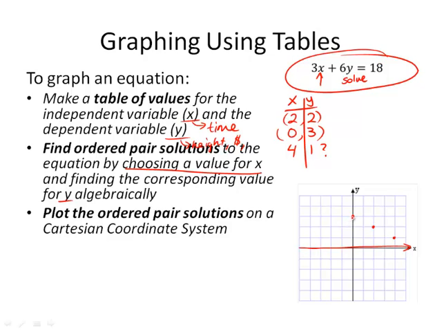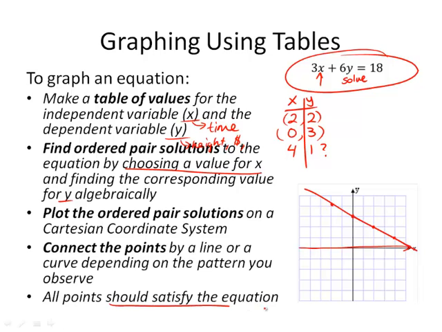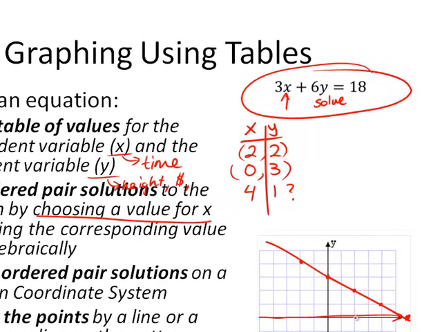However, you could combine all of those and make a line. Now, every single point on this line should satisfy the equation. Every single one of them. So this next one here is likely going to be 6, 0. Is 6, 0 going to work? Well, if we replace x with 6, y with 0, 6 times 3 gives us 18, and 6 times 0 is nothing, so therefore it works.